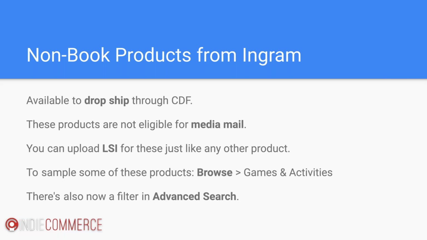There are a couple of ways that you can sample what some of these products look like. If you go to the browse feature on your site, there's a category called games and activities. And this category has a bunch of subcategories as well that you can browse through. It includes things like puzzles and board games, and you can get a pretty decent sense of what's included in these departments once you enable them by looking through that section.